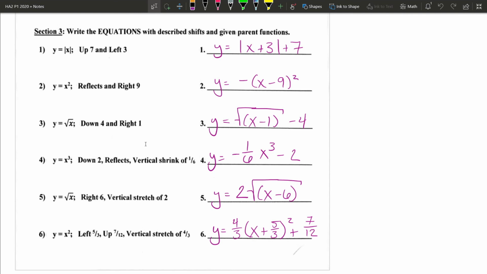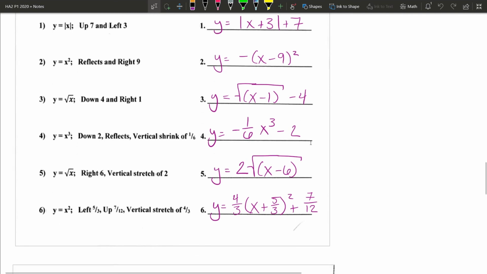Let's see. What do we got here? All right, let's keep on a going.